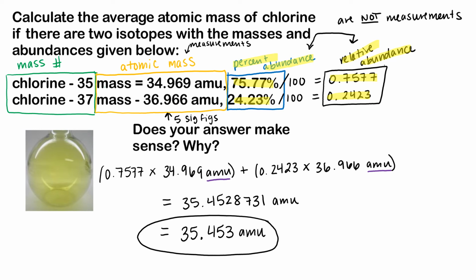And the answer is that yes, this does make sense because we see that the percent abundance is slightly higher for chlorine-35, so we would expect the average atomic mass to be a little bit closer to the mass of chlorine-35 than to chlorine-37. Remember, a weighted average takes percent abundance into account, and so the isotope that has a higher abundance is going to be more represented in the weighted average.